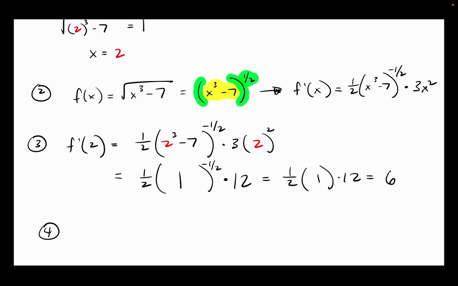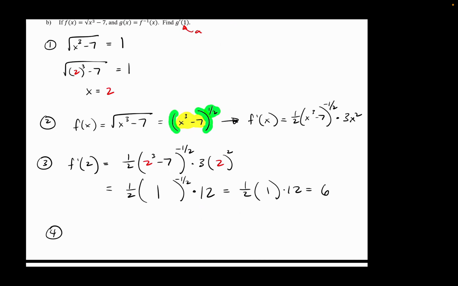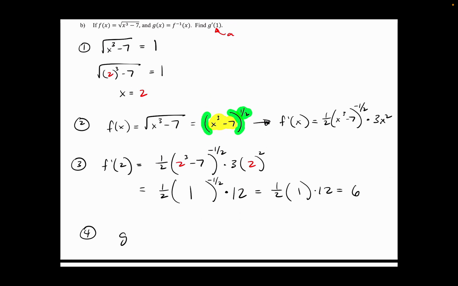Last step. Flip the answer you just got. So if I flip 6, what do I get? 1 over 6. So g prime of 1, what they were originally asking, is 1 over 6. I'll give you a hint. Most of the ones you do this way, you're going to get fractions as answers. It's going to be 1 over something. It might be positive, might be negative, but most of the ones that you do this way, like we did A and B, you're going to get fractions as answers.